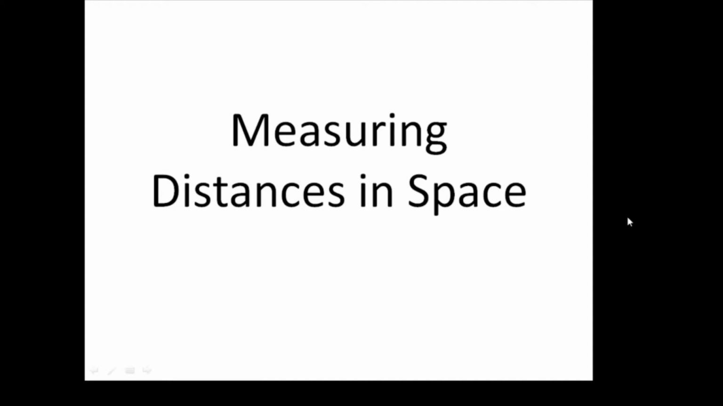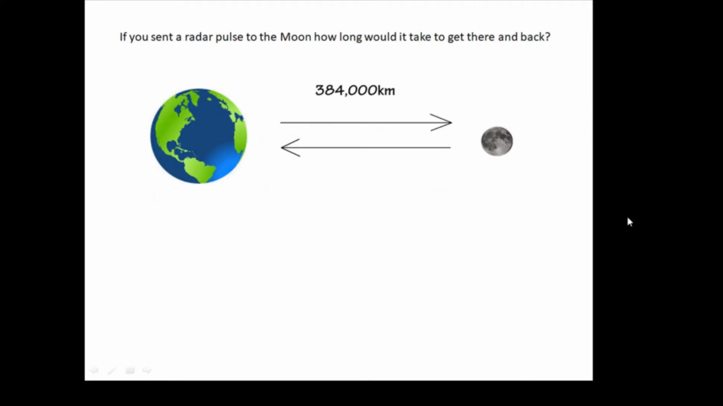Measuring distances in space. Now, if you send a radar pulse to the moon, how long would it take to get there and back? So we can measure how far away the moon is using radar. And if we say time is distance over speed, the speed being the speed of light, then for the distance there and back, 2.56 seconds.